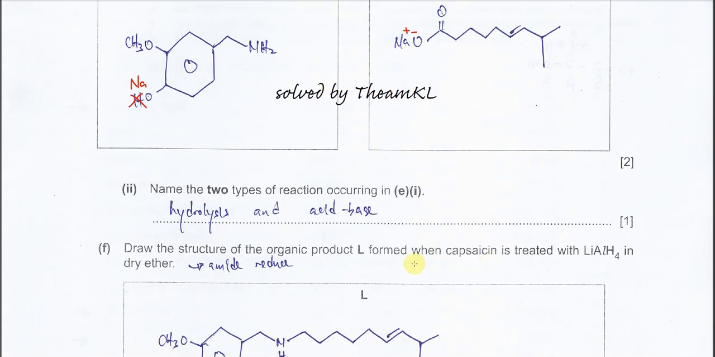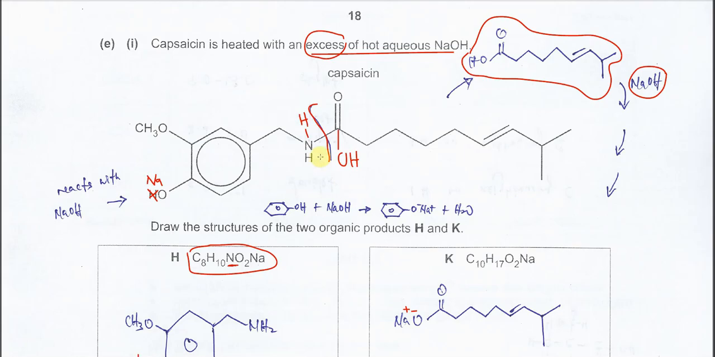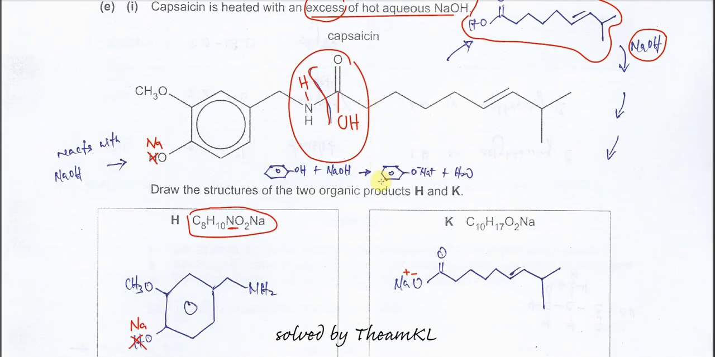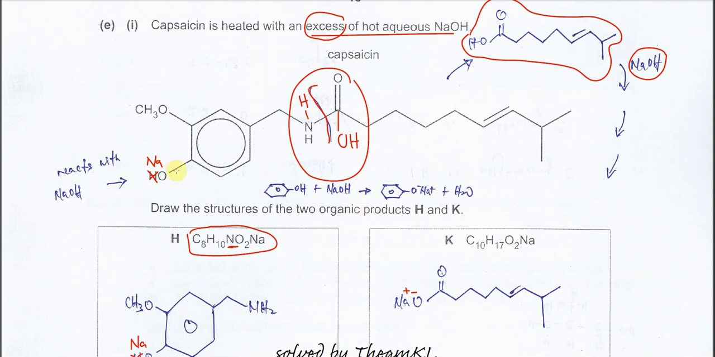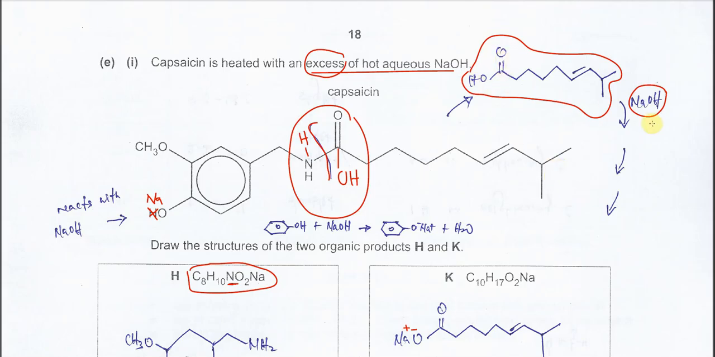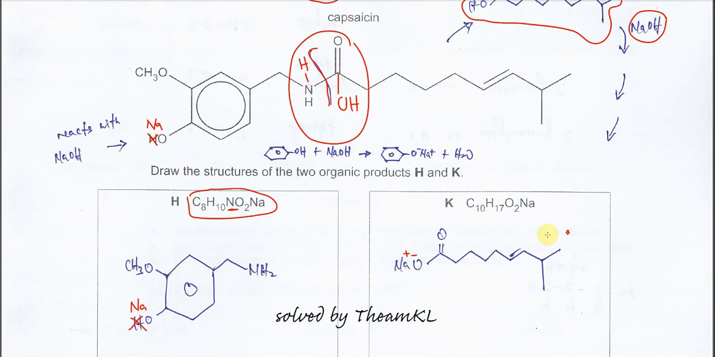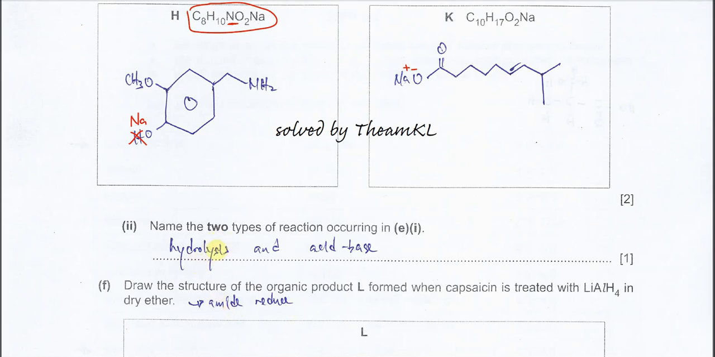Okay, part 2. Name 2 types of reactions occurring in E1. First, the reaction involved is hydrolysis. I told you already, hydrolysis of amide. The second is the acid-base reaction. The phenol with the sodium hydroxide is a neutralization reaction or acid-base reaction, and the carboxylic acid and sodium hydroxide is also an acid-base reaction. So the 2 types of reaction are hydrolysis and acid-base reaction.